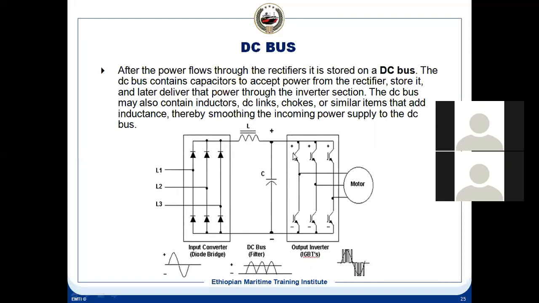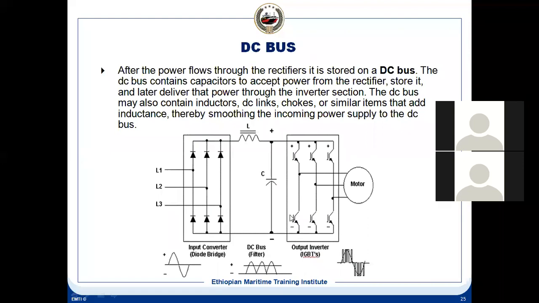In the inverter section, you can see here 6 IGBTs. These are the IGBTs. The input supply is AC, L1, L2. It is converted into DC here. This is filtered DC, and this filtered DC is given to the inverter section, which will convert DC into AC. So you get a pulsating output here. Basically, it will not be a proper sine wave. It will be pulsating. This is the DC bus.